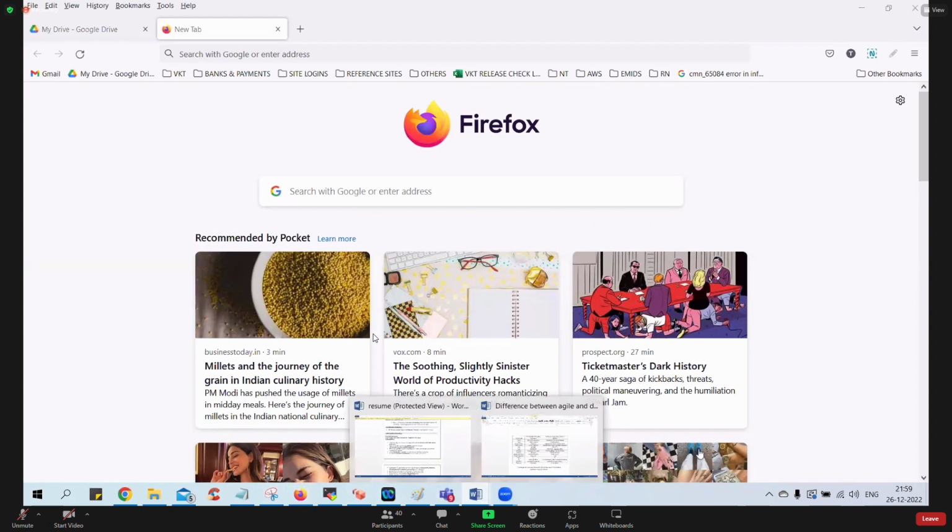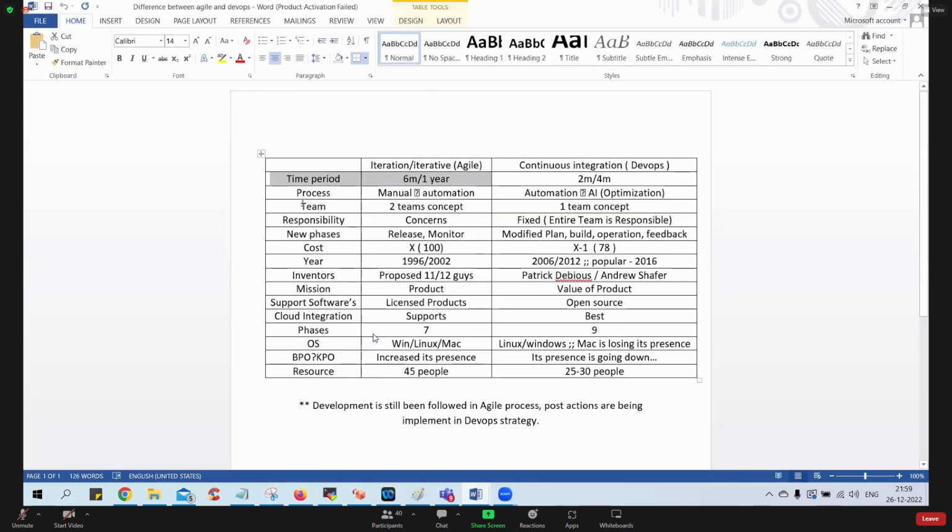Okay, now let's take a few more points and end up. The two teams concept is gone. Responsibility also comes in. Earlier there were concerns, as I told you, some issue comes out, they will not pick it up. So the entire team is responsible now. New phases here, release and monitoring. And in DevOps, there's a modification in the planning, build process, operations, and feedback.